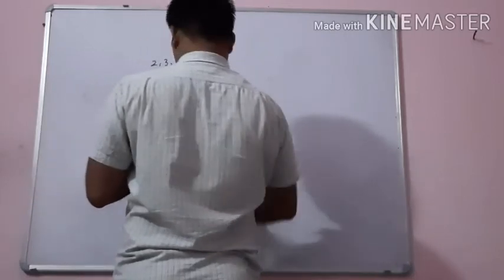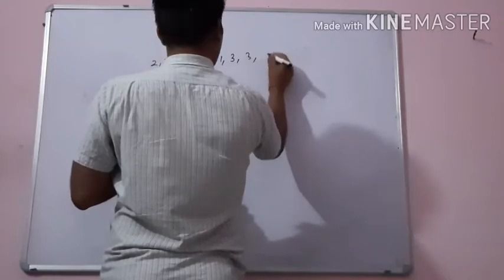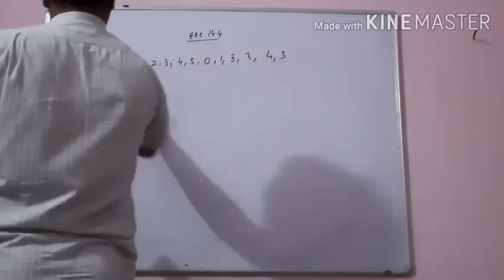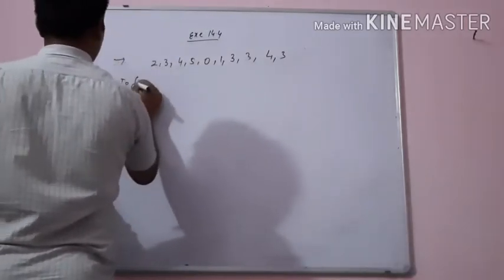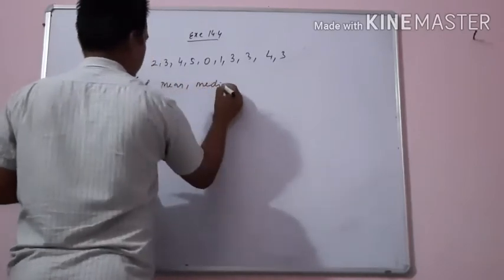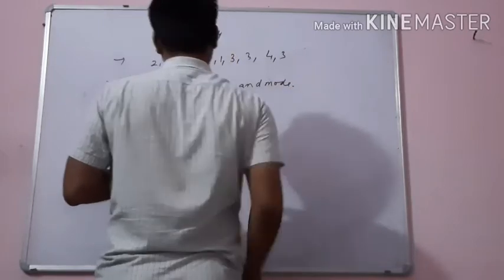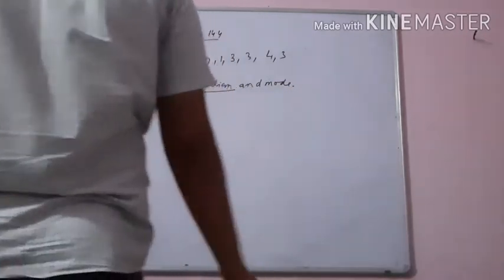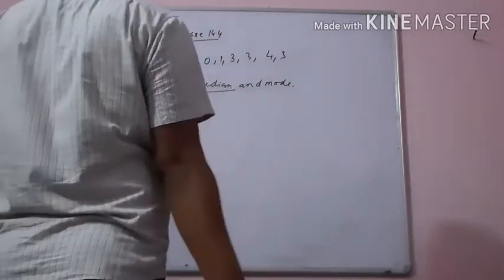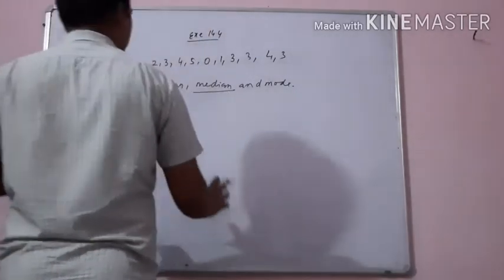1, 3, 3, 4, 3. So in this question, what we have to find? To find mean, median and mode. So for finding median, our data should be arranged in proper way, either in ascending order or in descending order. So let us arrange our data in ascending order.